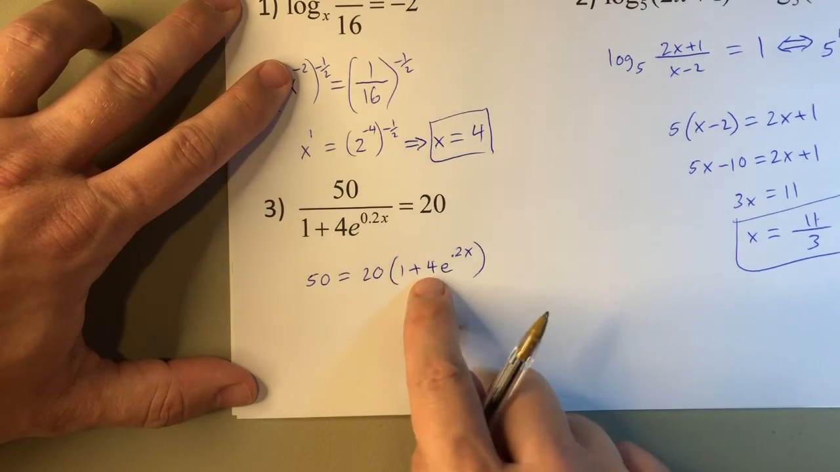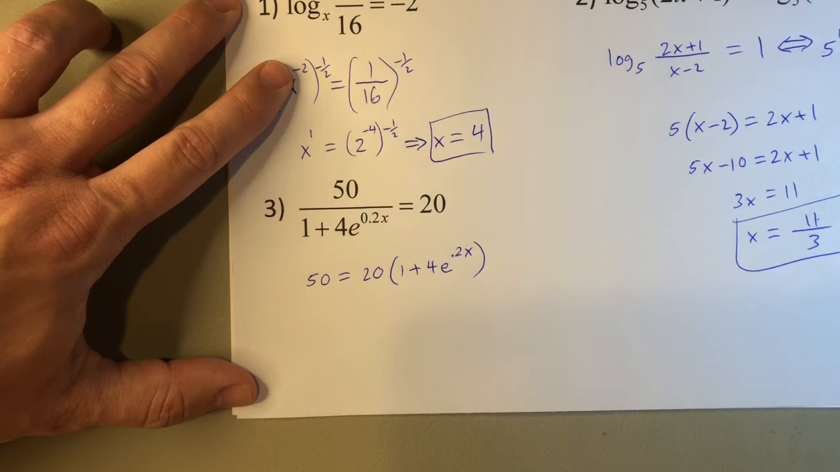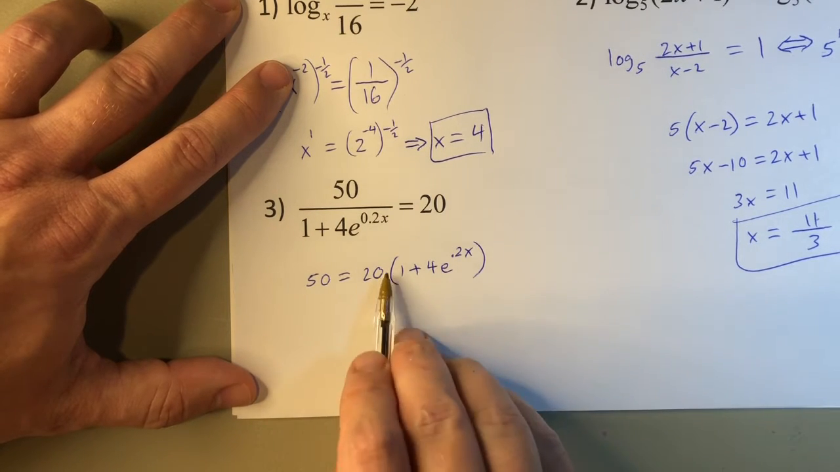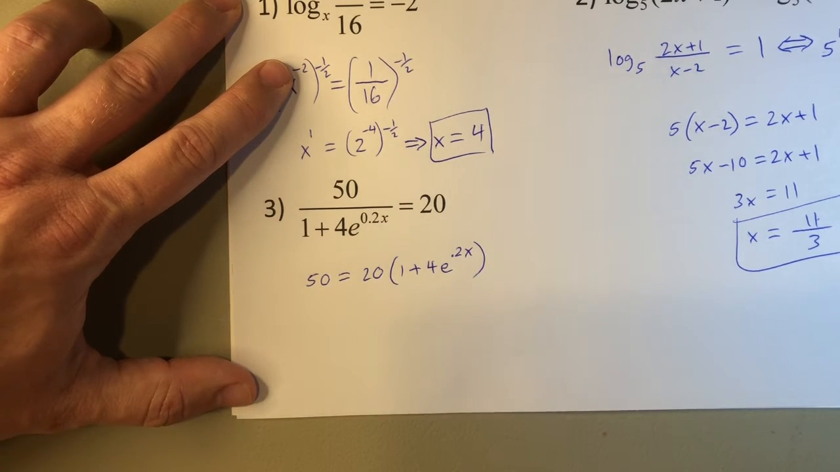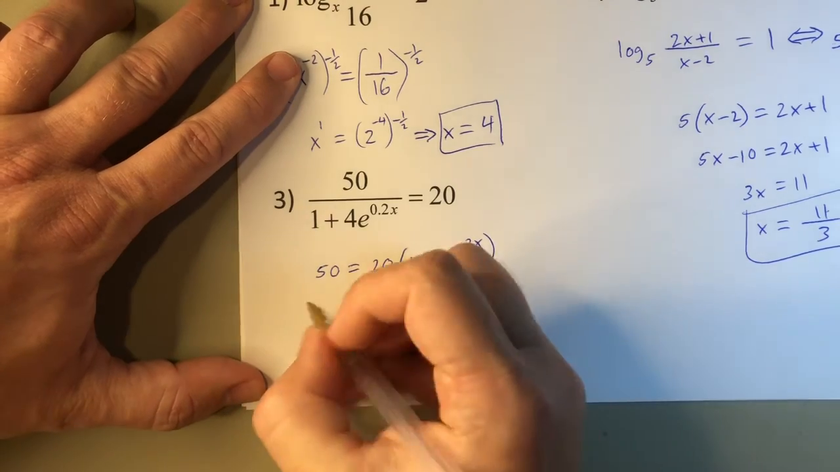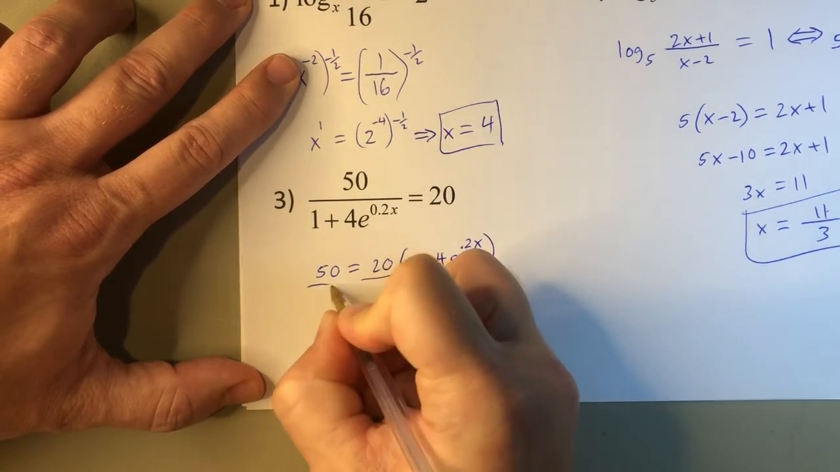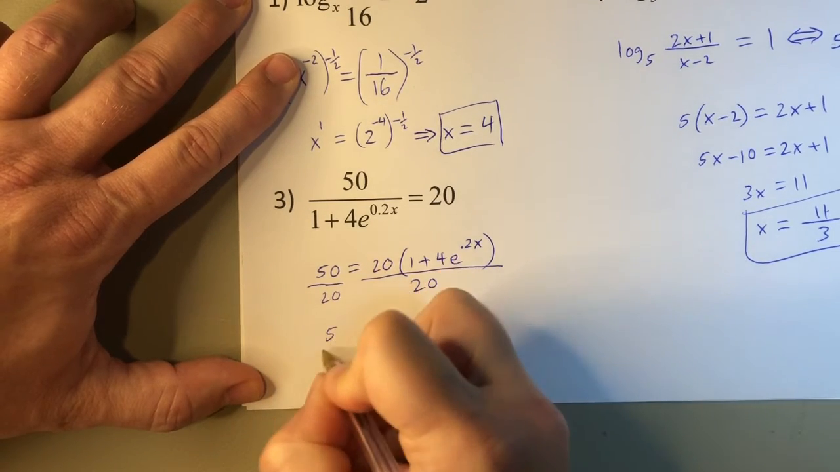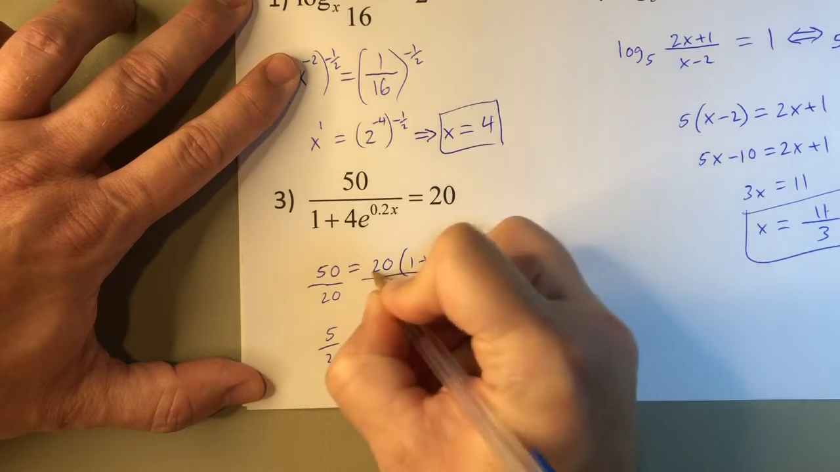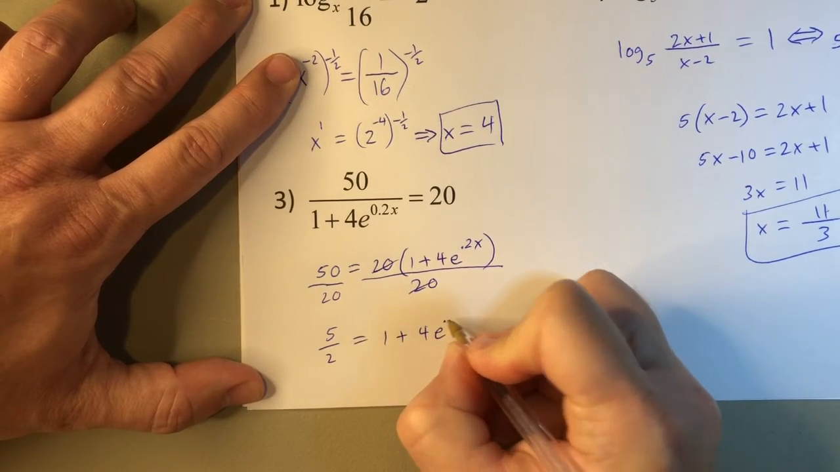Okay? And now we're going to think, what would be the easiest route? Would it be to distribute the 20 through this? Or you have a multiplication operation occurring right here. So you could just divide both sides by 20, and that's exactly what I'm going to do, because I think that's going to be easier. So I'll show you what I'm doing for this next step. I'm going to be, again, dividing both sides by 20. And what I end up with is 5 halves equaling 1 plus 4e to the 0.2x.